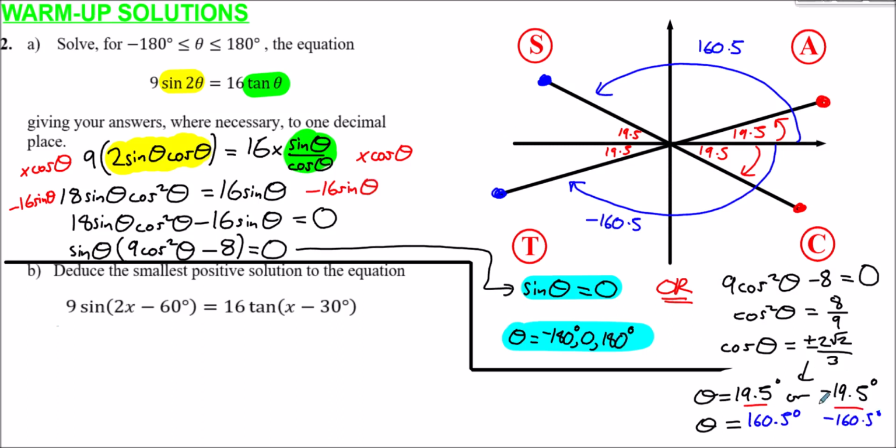So putting them all together, all the solutions, I've got these 3 for sine theta being equal to 0, and these 4 from cosine theta. So for part A, the full solution is as follows. So A, we've got theta equals, could be as low as minus 180, could be minus 160.5. In fact, I'll get the red line ready so I can underline my answer.